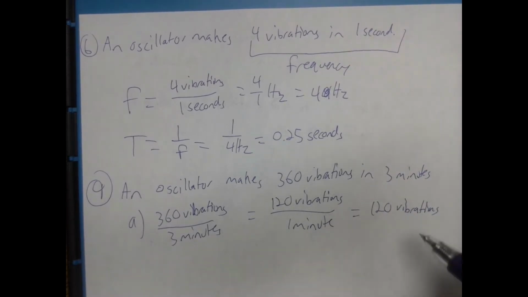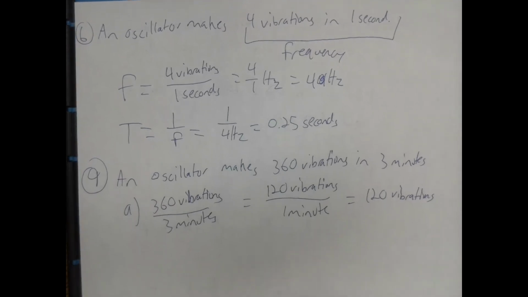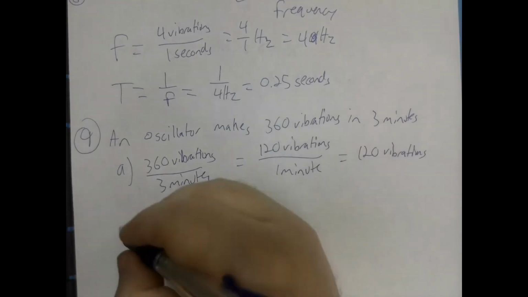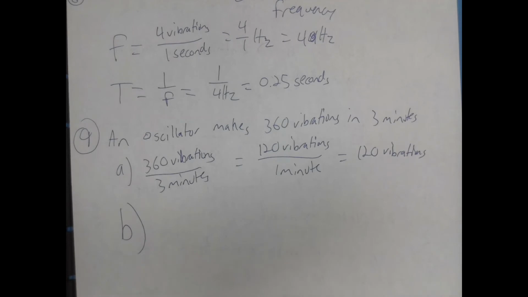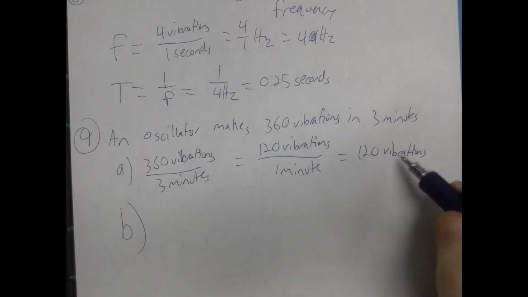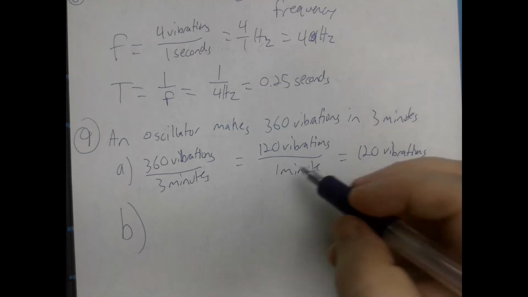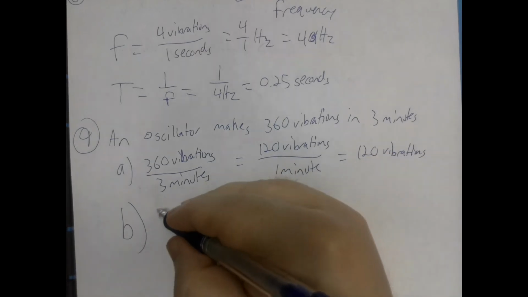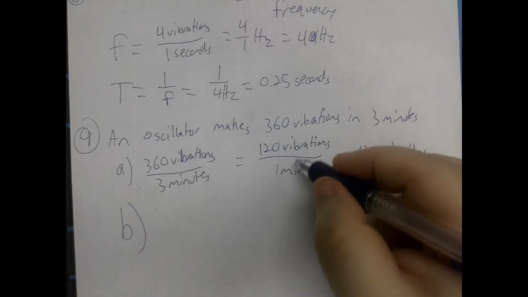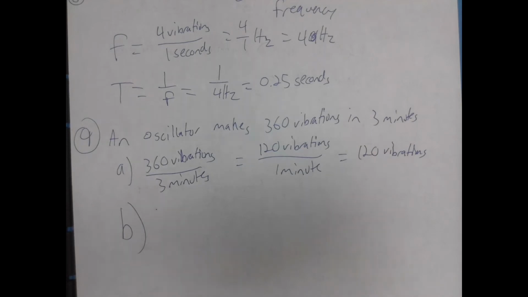If you did not put a unit or some words associated with the 120, I took off. No answer should just be a number. They should have some unit describing it. How many vibrations does it make in 1 second? Well, I know it takes 120 vibrations in 1 minute. So I could have done 120 divided by 60, which would give me 2.